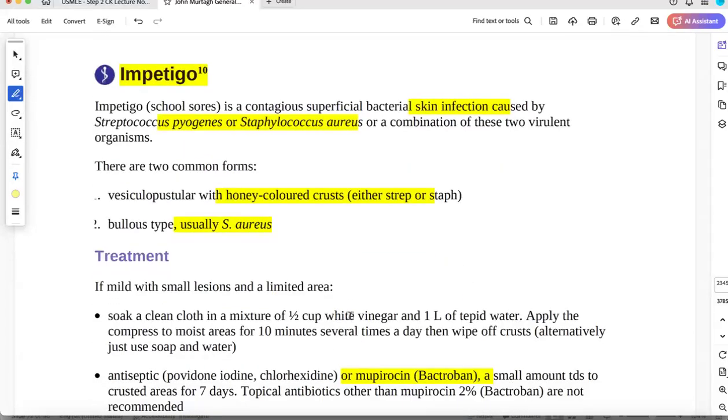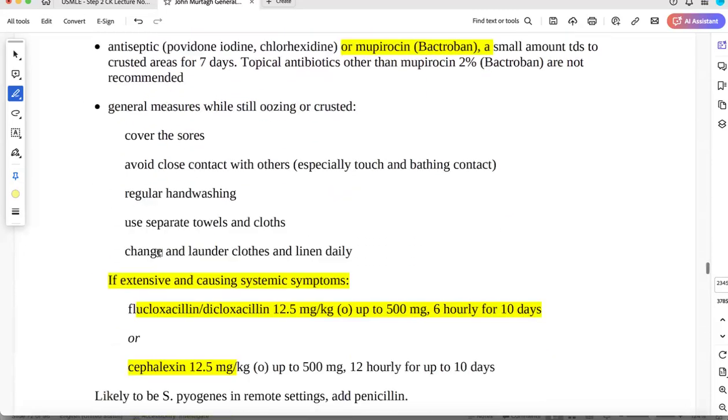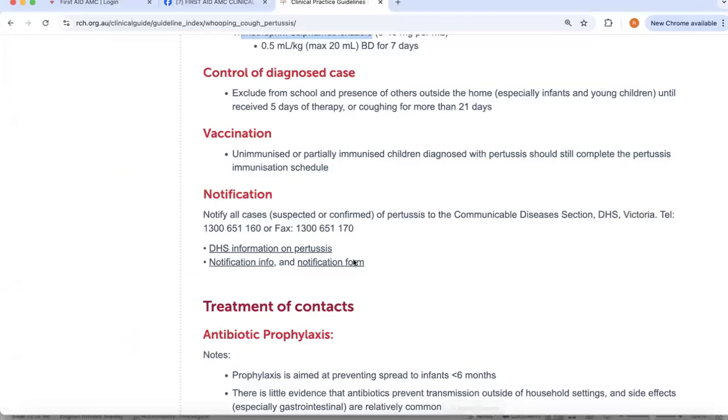Impetigo. Impetigo or school sore is very common in Australia. Common in school. That's why it's called school sores. It is a bacterial infection of skin caused by staph or streptococcus. And it has a classic pattern of honey-colored crust. Let me show you.